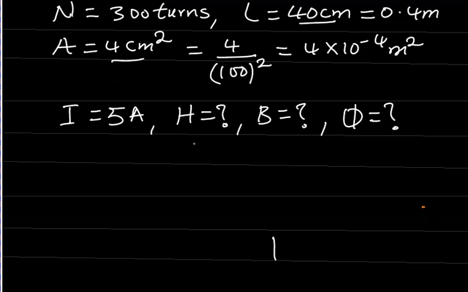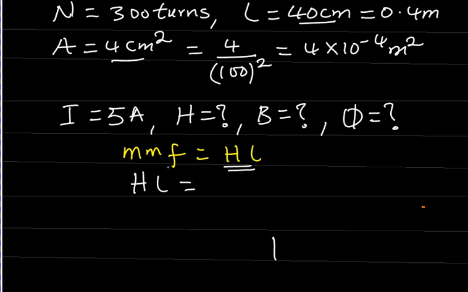Okay, so let's start with H. Of course, you know very well that MMF is equal to HL. Since we are looking for H, and we know that HL is equal to the MMF, which is equal to the number of turns multiplied by current, they are equal, right? So H, as a matter of fact, will be the number of turns times current divided by the length. Okay, so here we go.